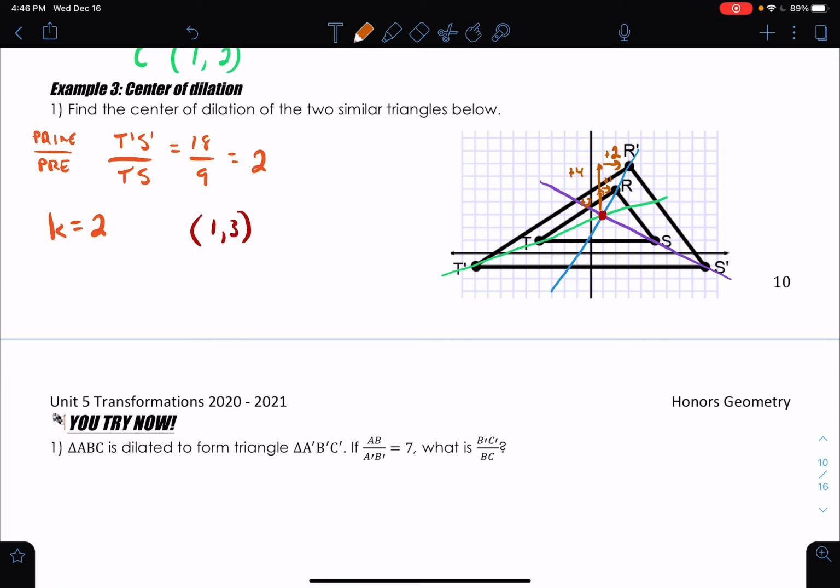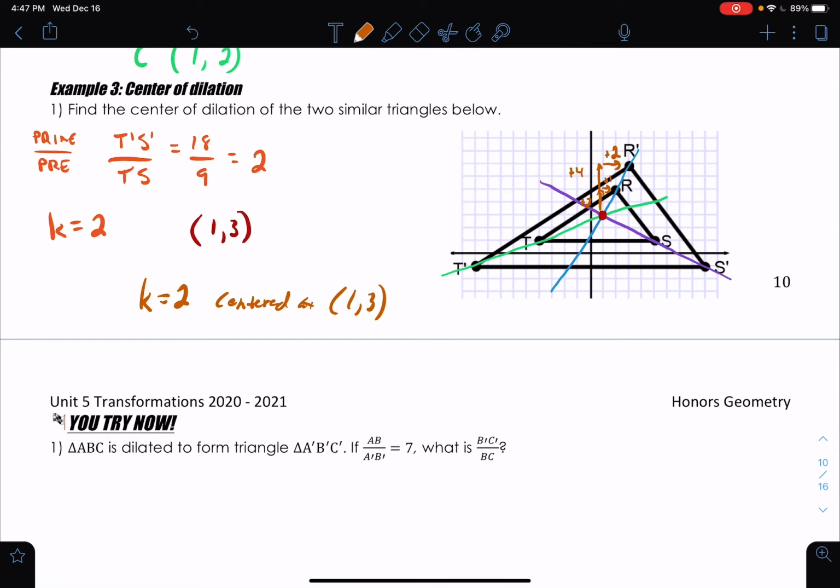So the dilation rule here is a scale factor of 2 centered at 1, 3. Okay, so to find the center of dilation, draw lines through your prime and pre, see where they intersect, and then you can figure out the scale factor by looking at the slopes. All right, or you could find a length of a segment and do prime over pre.